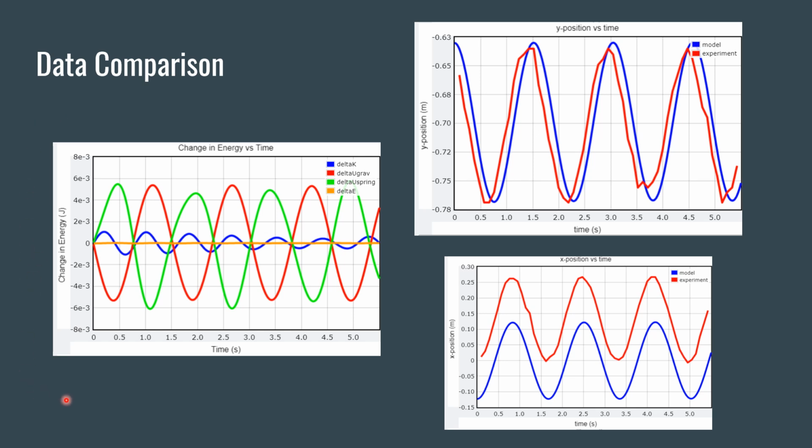As you can see, the change in energy is at 0, meaning that if you subtract the top line and the bottom line, then you would get 0, meaning that the change in energy was 0. This is the position versus time for y. There's a little bit of offset here, which may be due to coding or just experimental error, which we'll talk about later. And then this is the x position versus time, and there's a lot of offset here, and that could just be due to a coding error.